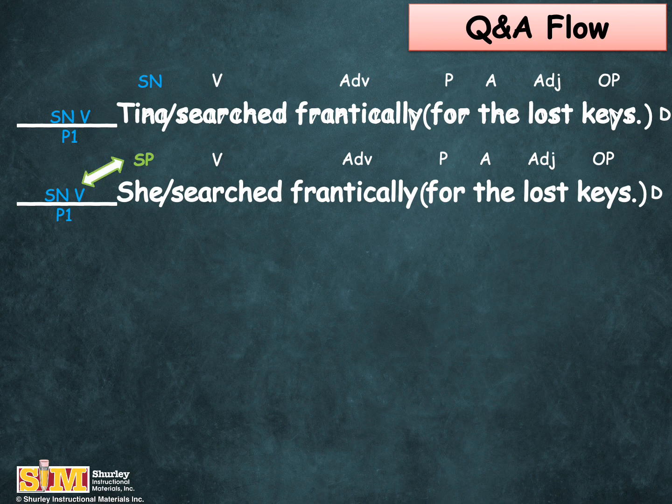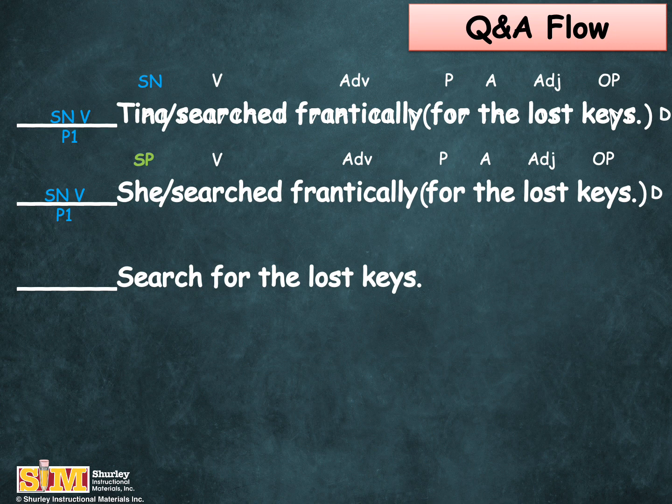Notice, each sentence pattern is identified with a subject noun, even though the actual subject is identified and labeled as a subject pronoun in the sentence. The subject noun is part of a consistent identification of the pattern, not the actual identification of the subject in the sentence. Stay with me as I classify the last sentence. Search for the lost keys.